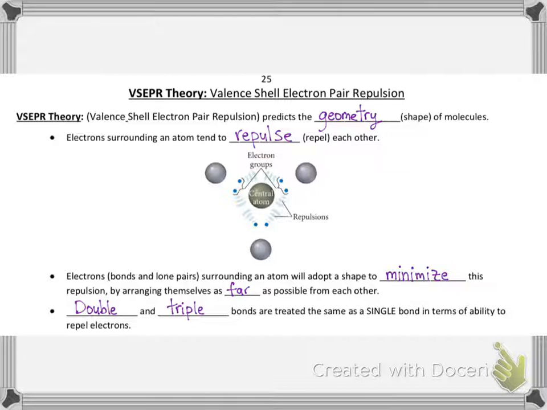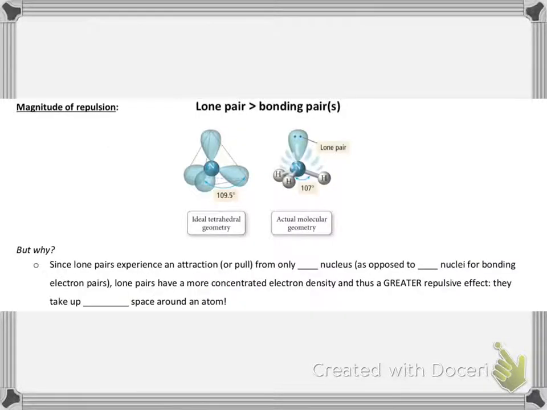However, it is important to recognize that lone pairs are going to have a greater magnitude of repulsion than bonding pairs. And why is that? Well, it has to do with how many nuclei each pair of electrons is attracted to. Lone pairs are basically stuck on a single atom, a single nucleus. But bonding pairs are attracted to two different nuclei, so they're kind of stretched between them. That means the lone pairs have a more concentrated electron density up close and personal with that nucleus, and so they end up having a greater repulsive effect because they're taking up more space.